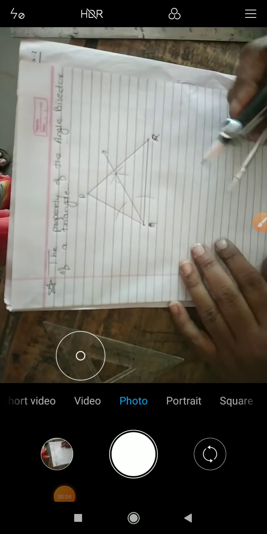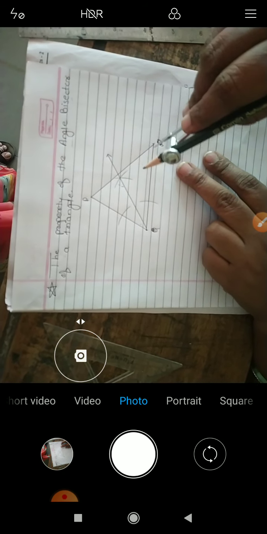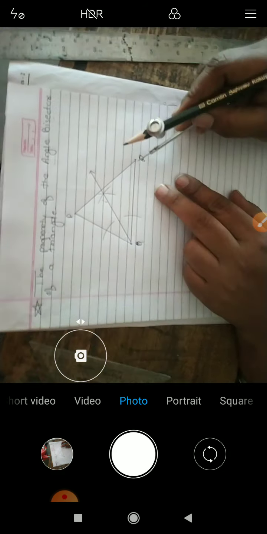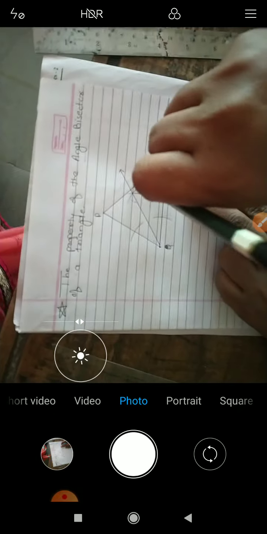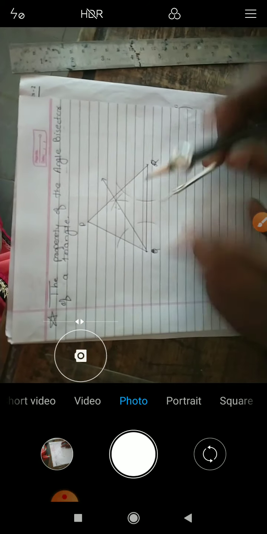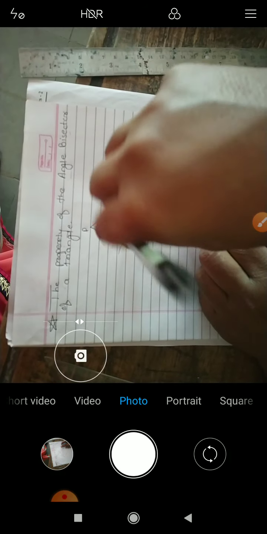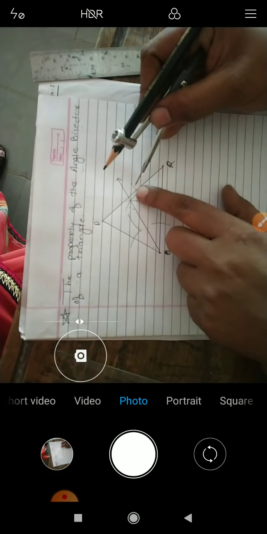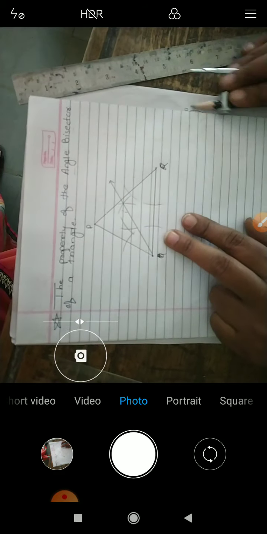Now we will draw the angle bisector for the angle R. So the metal point we have to keep on R. Draw the arcs which intersect the two sides of the angle. Without changing the distance, just put this metal point on this first arc and draw the arc here, and from this arc we have to draw the arc which intersects the first one.